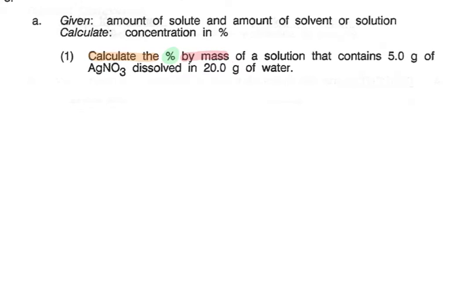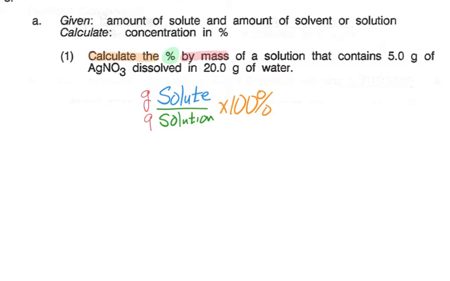For our percent calculations, we're always going to have our solute on top and solution on the bottom. Next, we're going to see that this is a find it. Whenever we have a find it problem, that means we're going to be multiplying by 100%. And in the last step, we see that it says by mass, and that means that our units should be in mass units. In this case, we're going to use grams, so grams on top, grams on the bottom. Now all we have to do is put in the numbers.